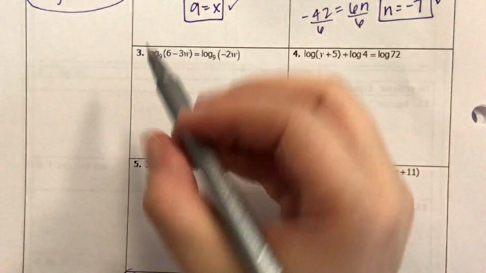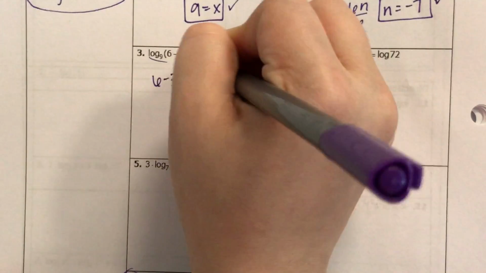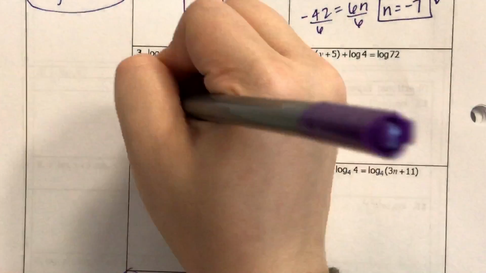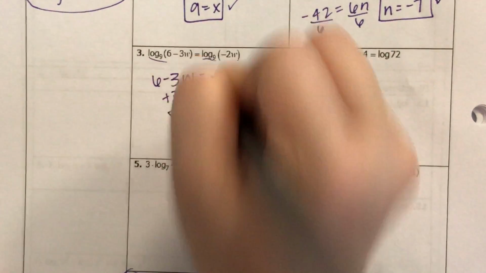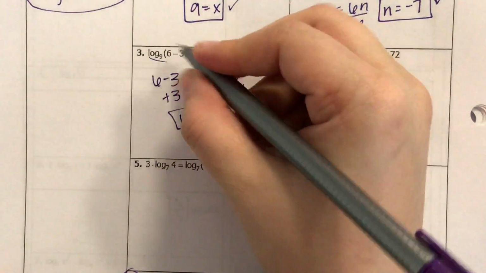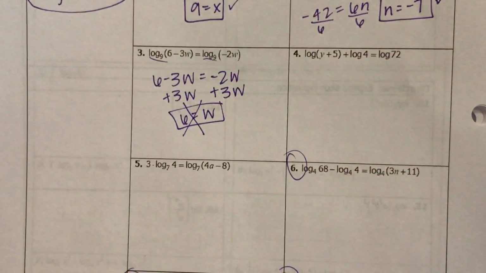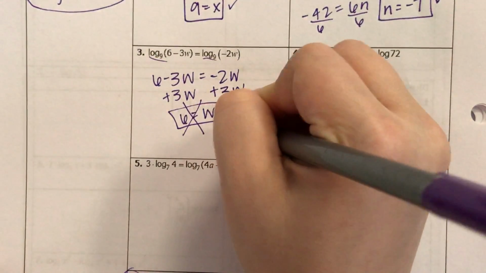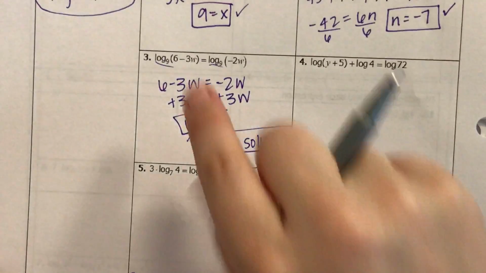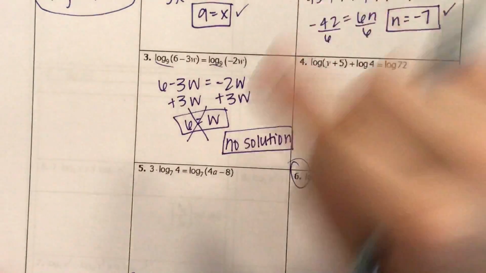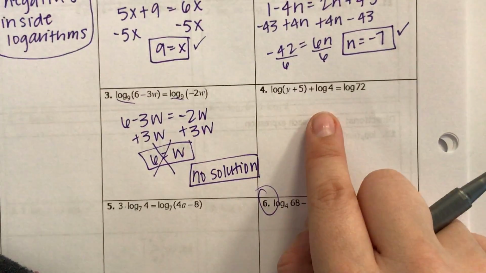Number 3, log base 9, easy, set them equal to each other. Add 3w, 6 equals w. Now, let's check. Does it work? 6 minus 3 times 6 is 18. 6 minus 18 gives me negative 12. It does not work. This one has no solution because I got a negative. If at any point you get a negative in either one of these, it does not work. No solution.